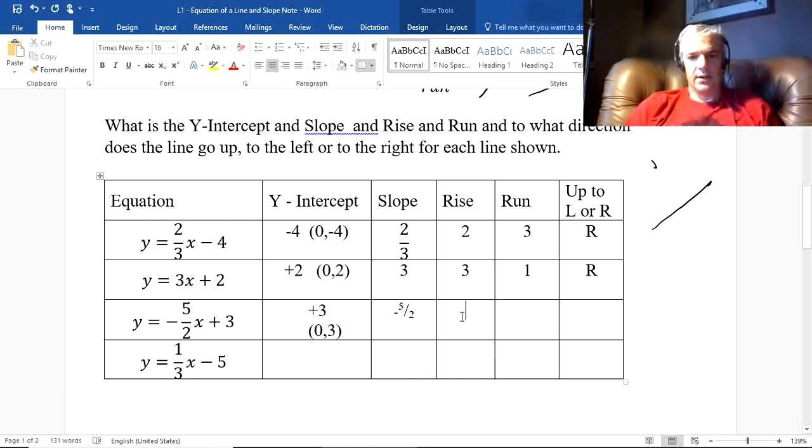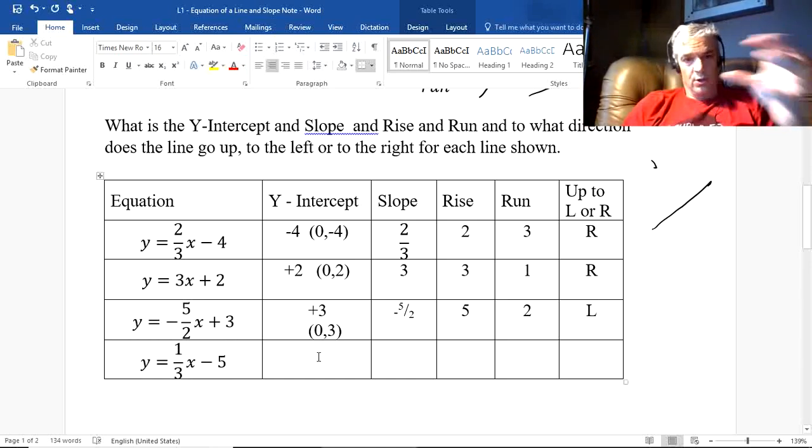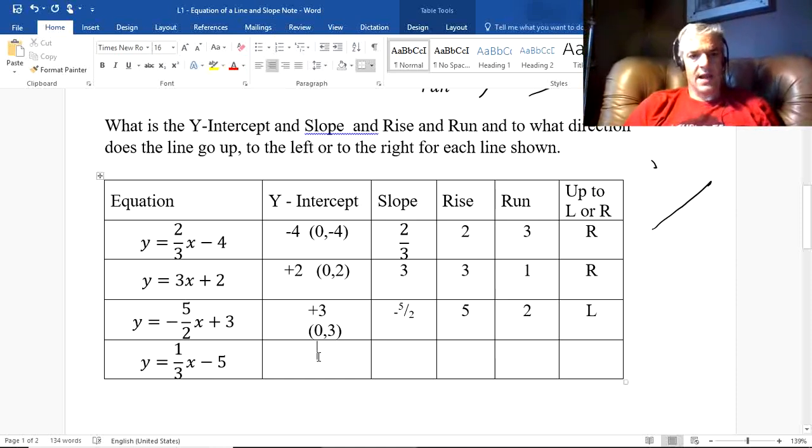And my rise here is 5. My run is 2 because this is rise over run. And because it is up to the left, or negative, it is up to the left. So I put an L here. And if this is kind of confusing for you, just try to realize I'm just dissecting the information from these graphs. I'm not trying to make it difficult. I'm just trying to grab that information out of the graphs, okay?